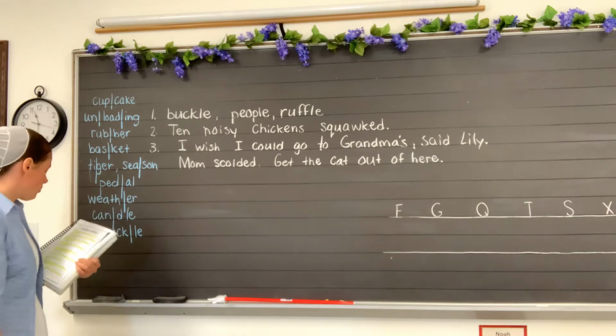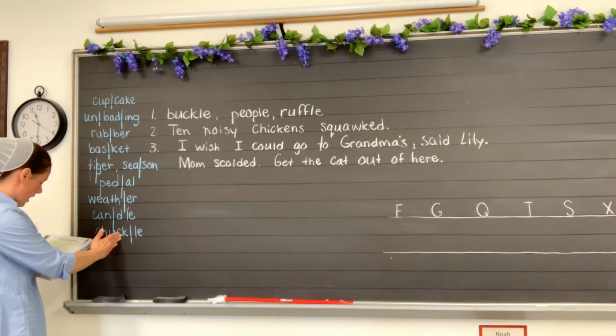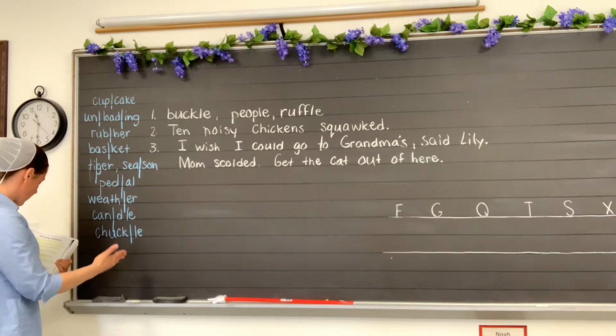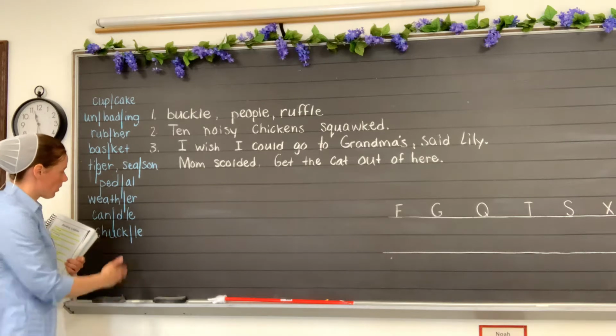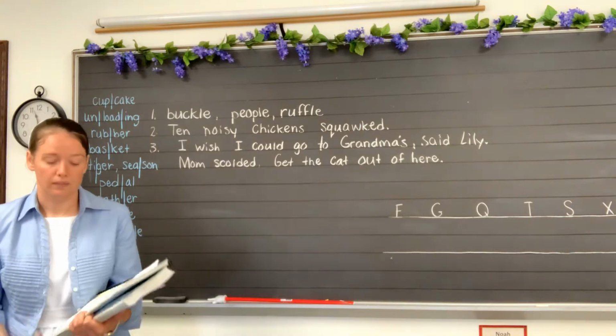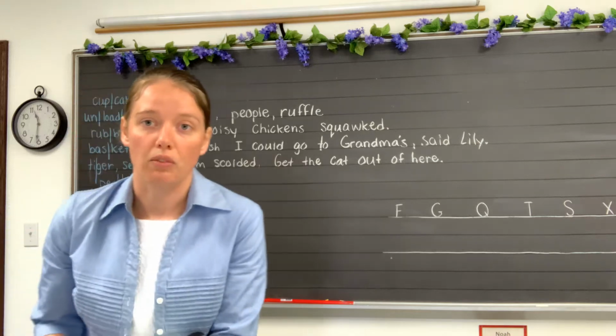And the last one, do not divide the letters CK. Divide the word between the CK and the ending syllable. So CK does not get divided. They are friends and they do not want to be divided.